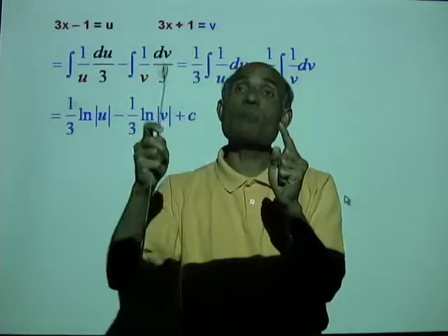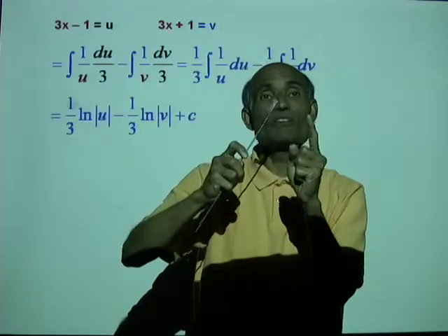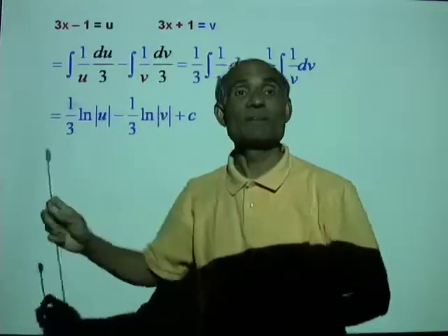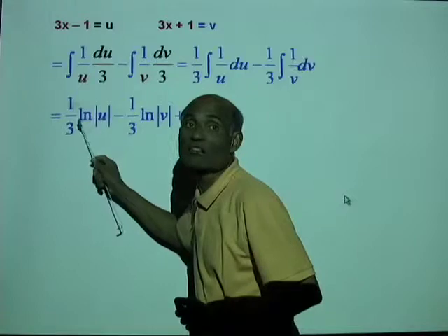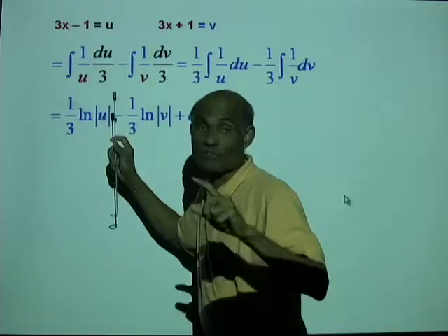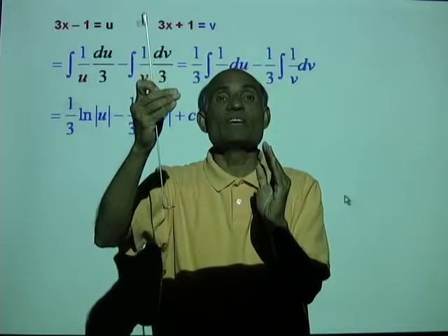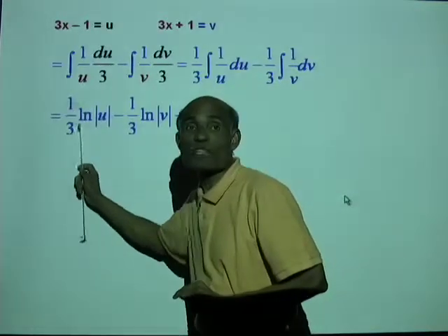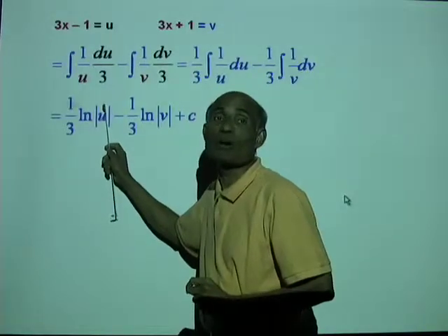Ln of x to the power of n is n ln x, isn't it? That means 1/3 ln u is the same as ln of u to the power of 1/3. You remember that property of ln? Ln x to the power of 3 is 3 ln x. Here the number is 1/3. 1/3 ln u is ln u to the power of 1/3.